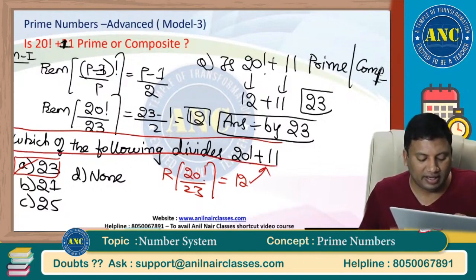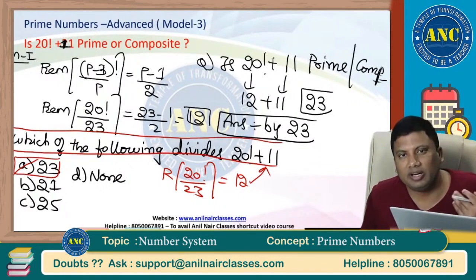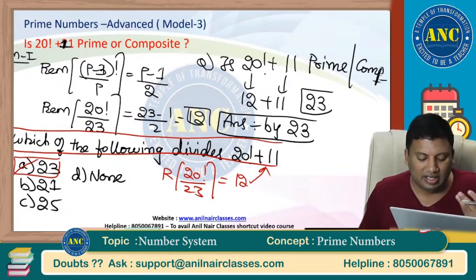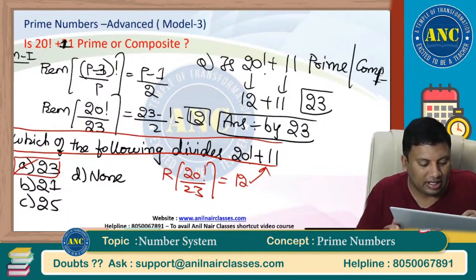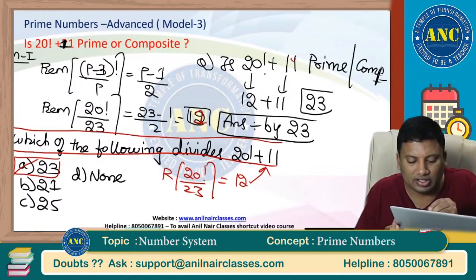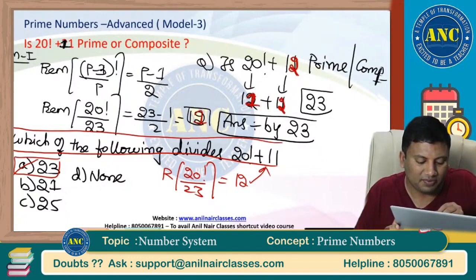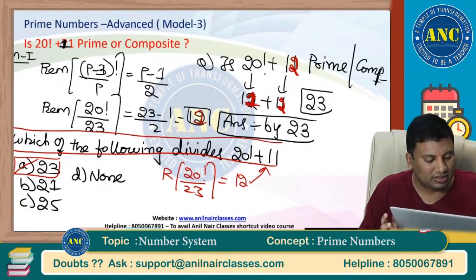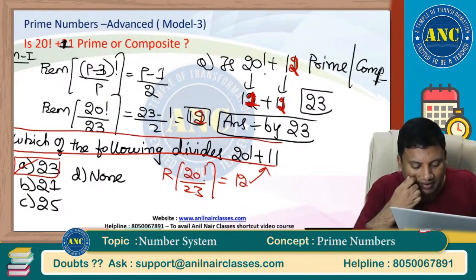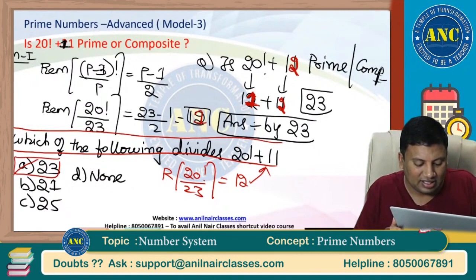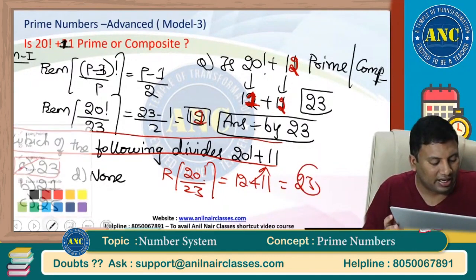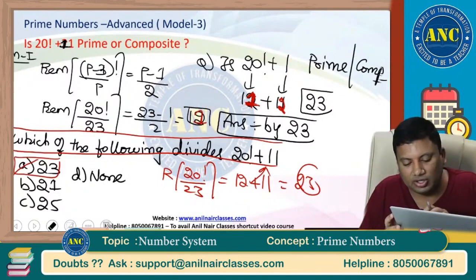Which of the following divides 20 factorial plus 1? 20 factorial divided by 23 is nothing but 22 by 2, which is 11. So, let us correct it: this is nothing but 12. I took it as 11 — there is a calculation mistake. So this is nothing but 11 plus 12, which is 23. The answer is divisible by 23. I hope the idea is clear. Let me change the question to this.